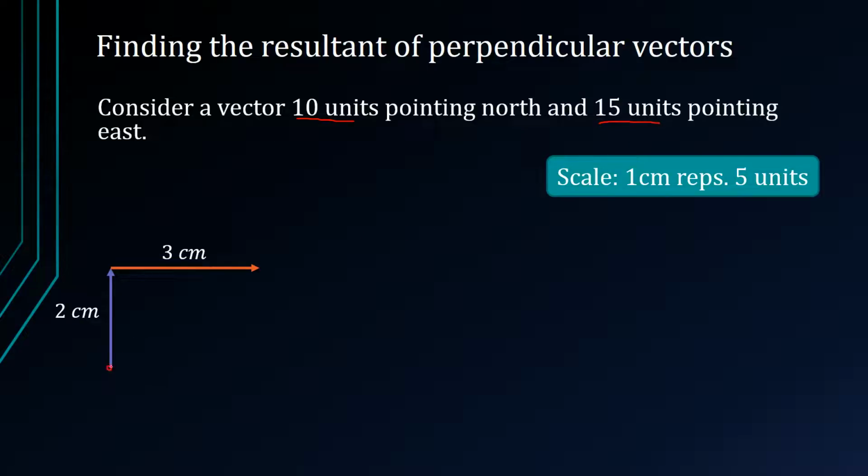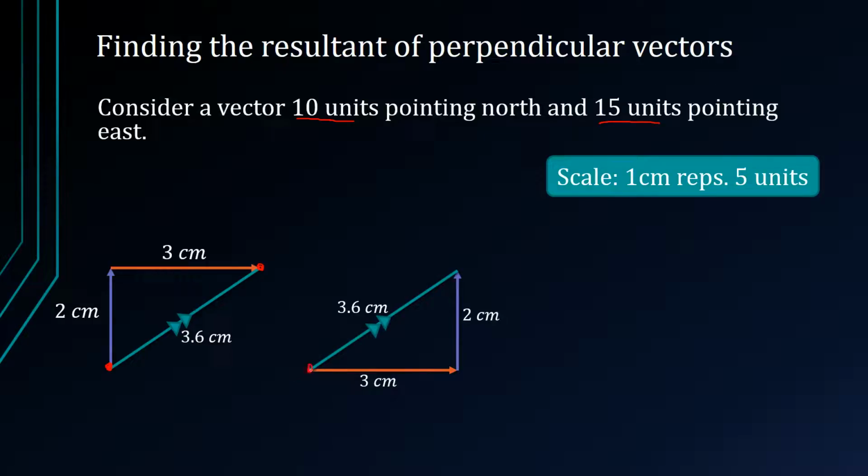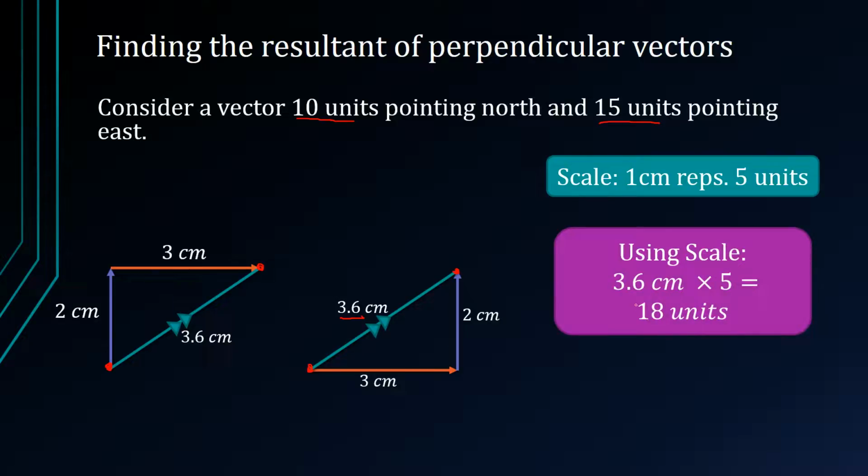And then I join the start point to the end point with a line called the resultant, and I measure that line. It measures in at approximately 3.6 centimeters, and you can try and draw this for yourself. It doesn't matter if you decide to choose the horizontal vector to draw first, since you will get the exact same vector for the resultant. Once I am finished getting the direction of the resultant and the magnitude of the resultant by measuring it, I will simply use the scale and figure out that it represents a vector of 18 units.